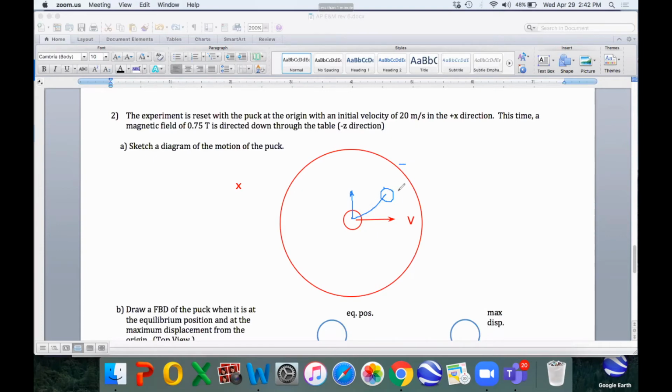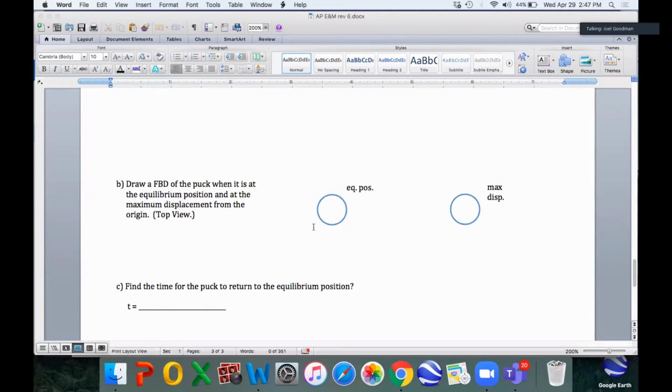Will there be a magnetic force on it if the velocity is zero? No. Now, you could argue more about this, about will the velocity really be zero, because this thing could curve and the normal force will be going up. But I'm looking at it down from the top, like a bird looking down on the lab table. At the equilibrium position, what would the free body diagram look like?